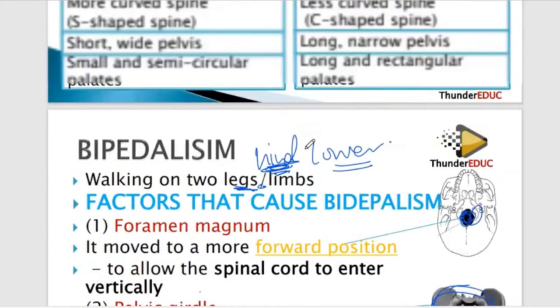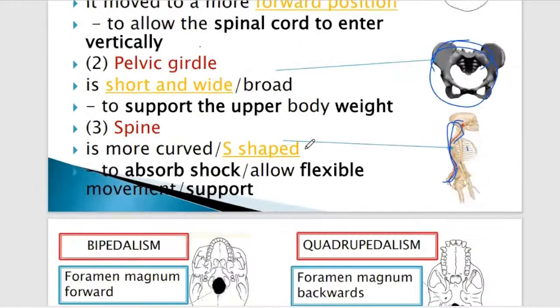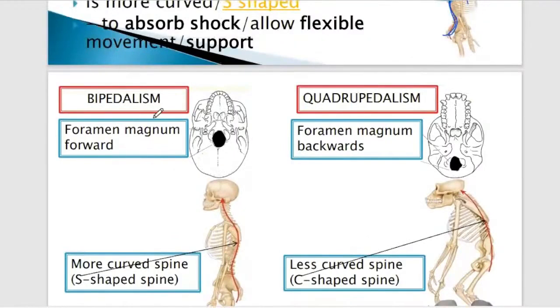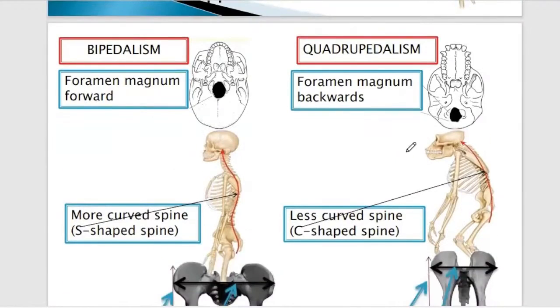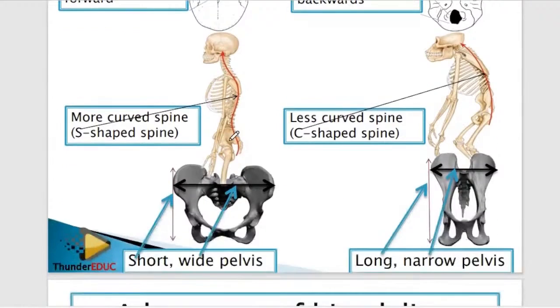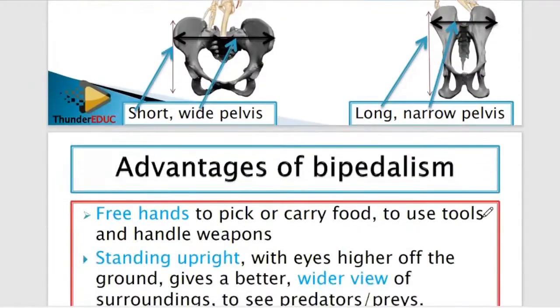Make sure that you know the advantages of bipedalism and the difference between bipedalism and quadrupedalism. This one is obvious also. For bipedalism, the position of foramen magnum is in a forward position, while this one is in a backward position. This one is S shape, this one is C shape. Short and wider, long and narrow. So you have to know that.